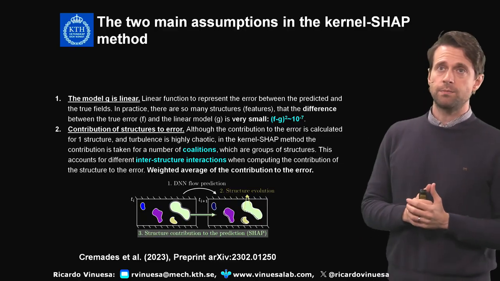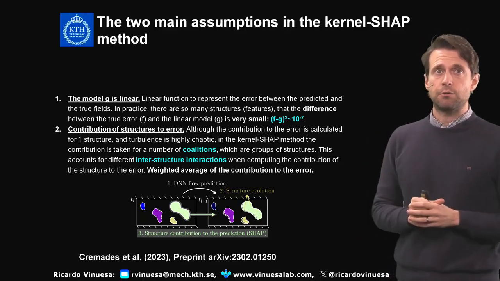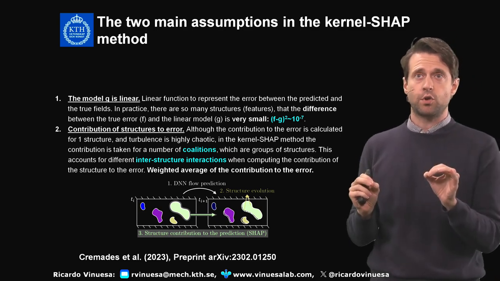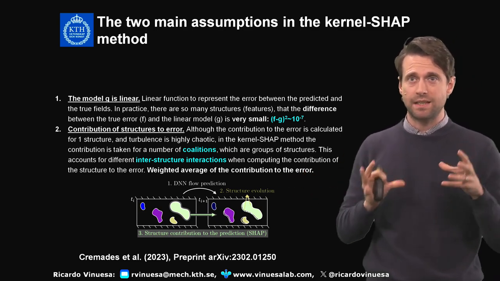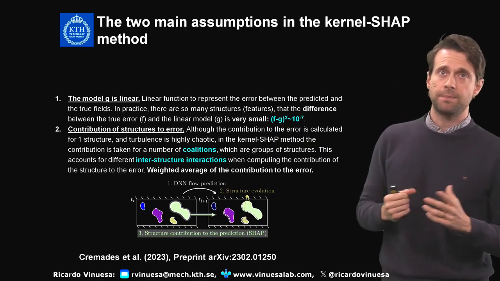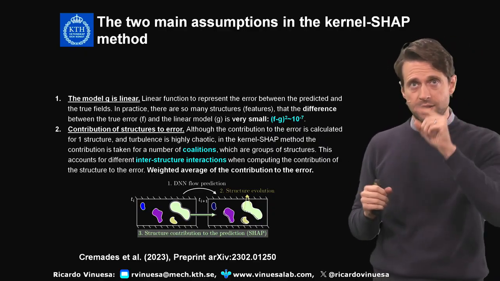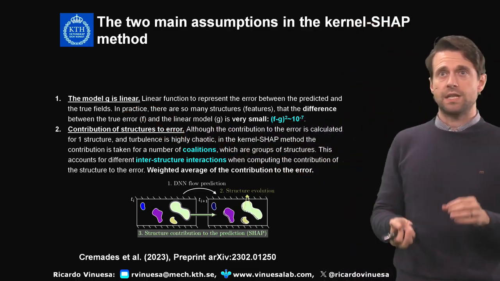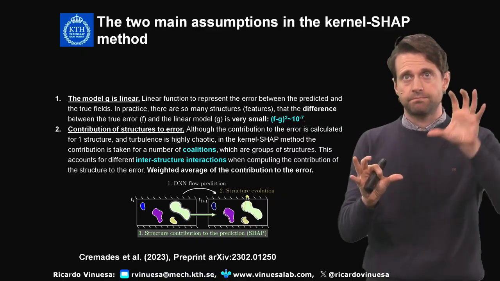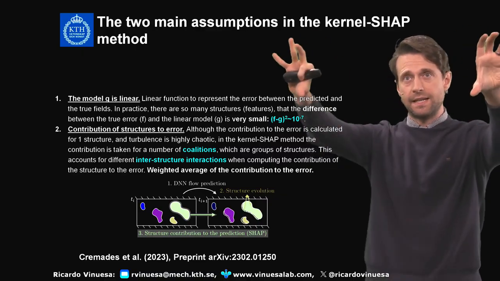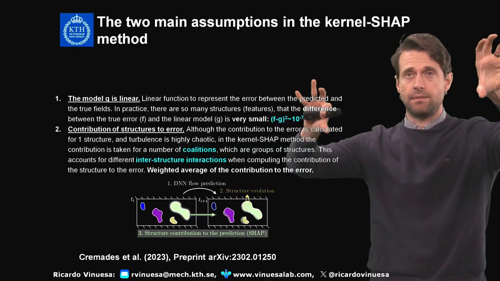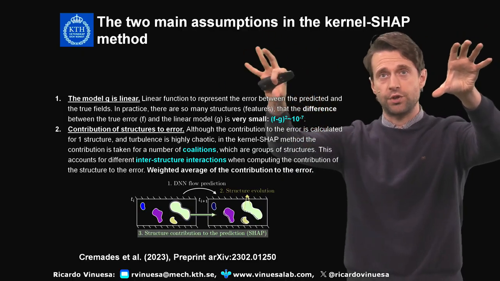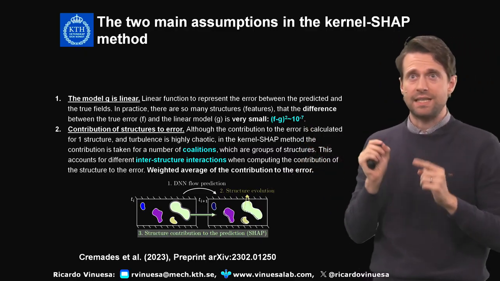Good. So before going into the application to experiments, I want to highlight two main assumptions that we have in this method. In particular, this is what we call the kernel SHAP implementation. This is a particular implementation of this SHAP algorithm. And we have two main assumptions. The first one is the fact that the model g, and remember the model g from previous videos, is a model representing the error between the neural network and the DNS. So basically between the surrogate model and the truth, the DNS or the experiment, whatever you consider the truth, that model g is linear.